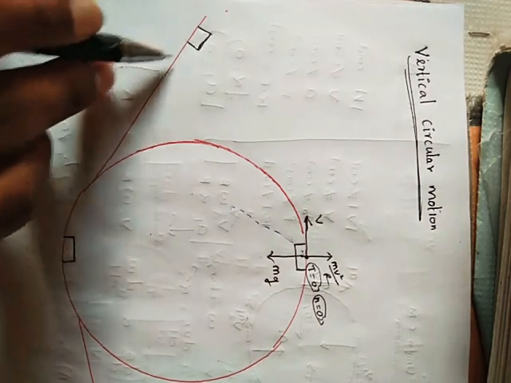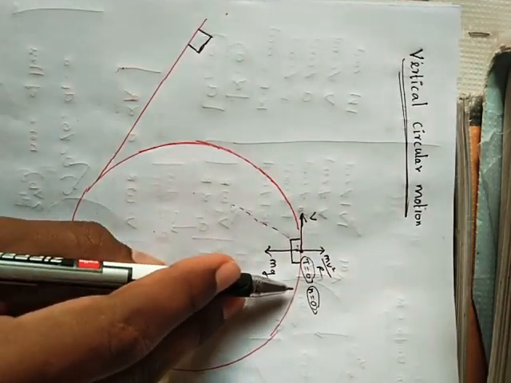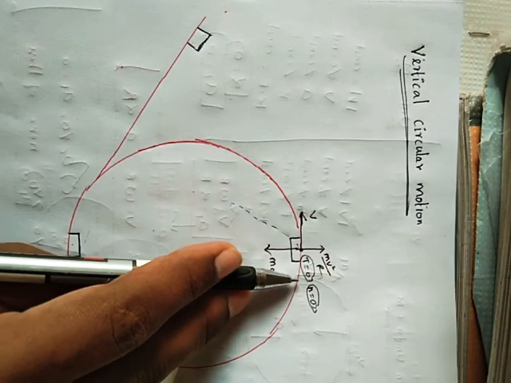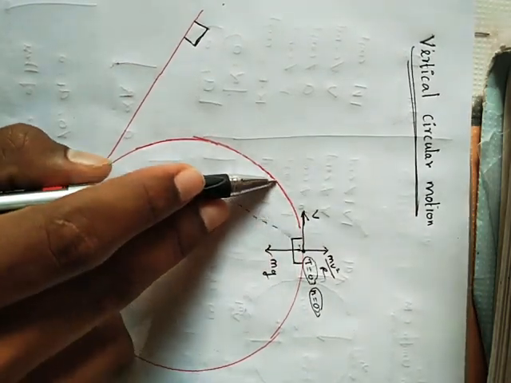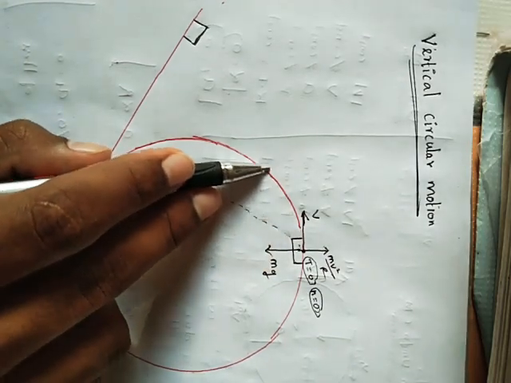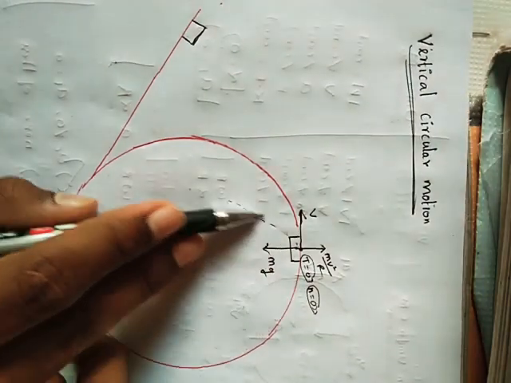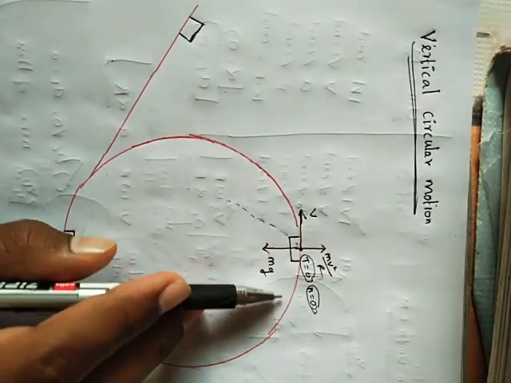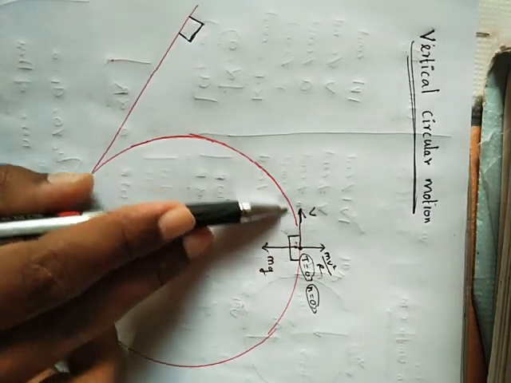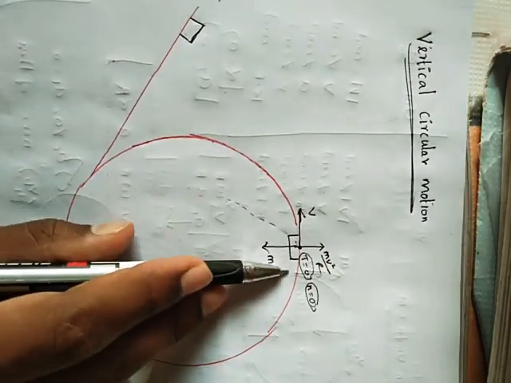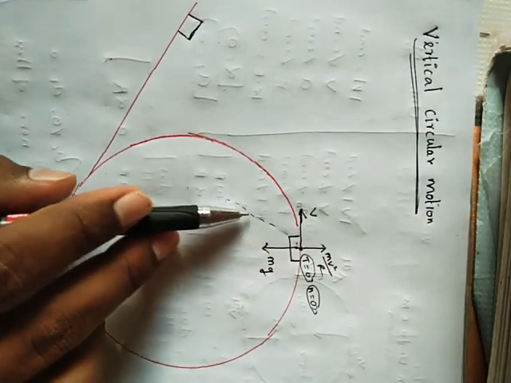Now when it's moving, there are two things that may happen at this point. Either it completes the circle, continuing the same motion, or otherwise it may fall down. It all depends upon its velocity, whether it can complete the circle or fall down. When will it fall down?